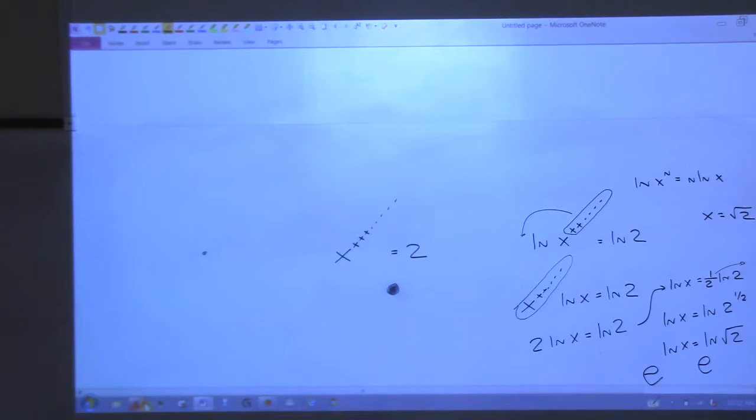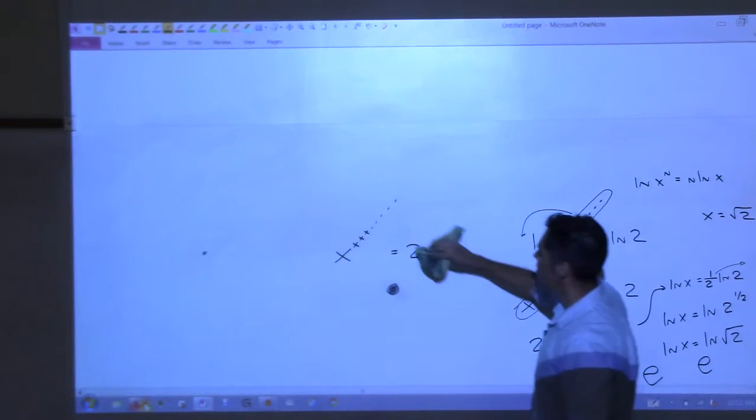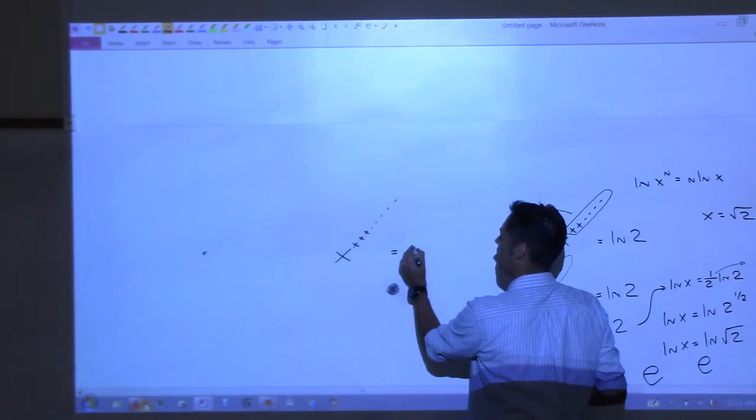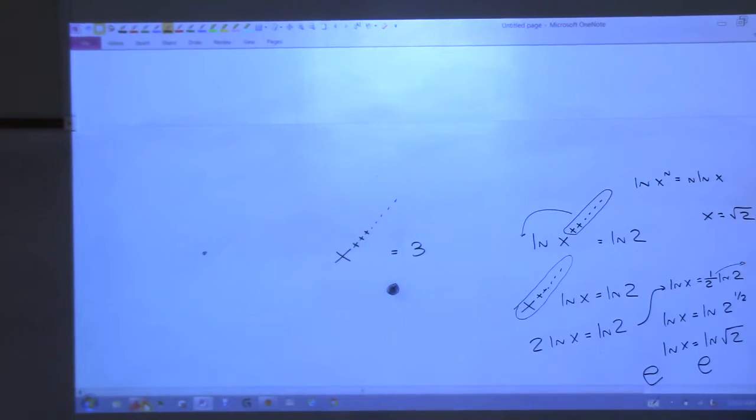Does that work for any root? Are you saying if this was a 3? Yeah. That's a great question. If that was a 3, are you saying the answer is root 3? Yeah. Do you think it is? I don't think so, no. It's close, but it's not root 3.